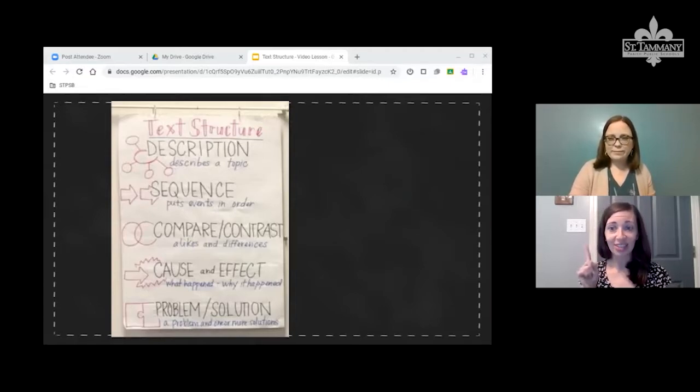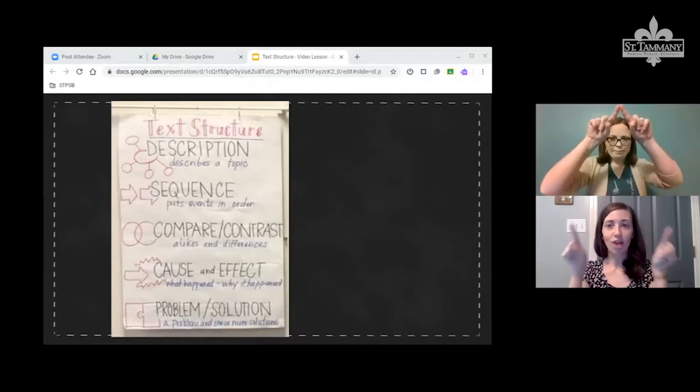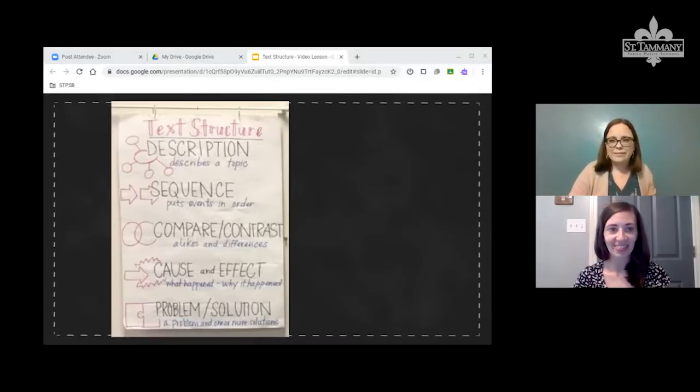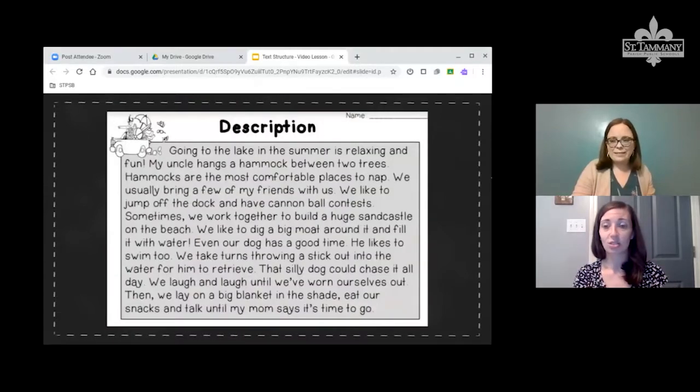Our first text structure we're going to talk about is description. For our hand motion for description, we're going to take our fingers together at the top and draw a big circle. As we're doing that, we're going to say description describes a topic. Try that with me. Description describes a topic. Excellent. You try it on your own. That's great. You did wonderful. Let's take a look at an example and see if we can understand how description is used to describe a topic.